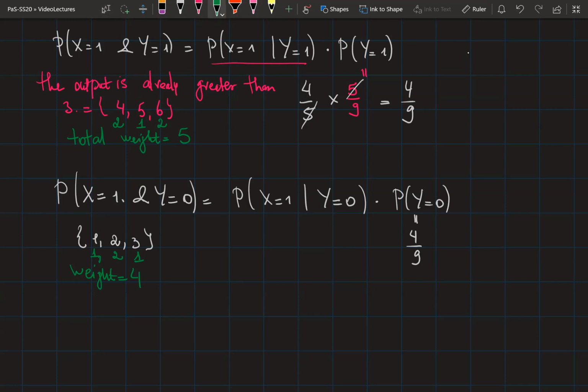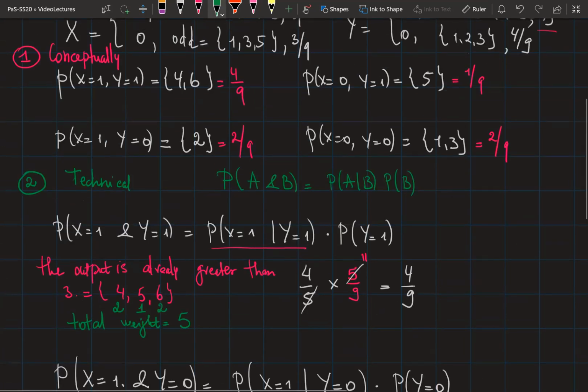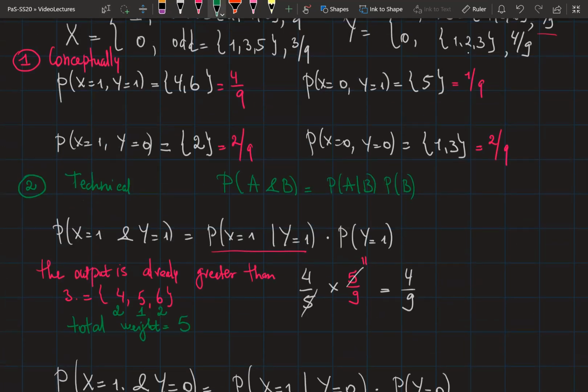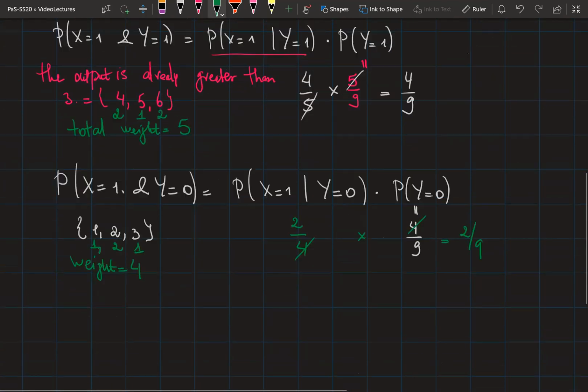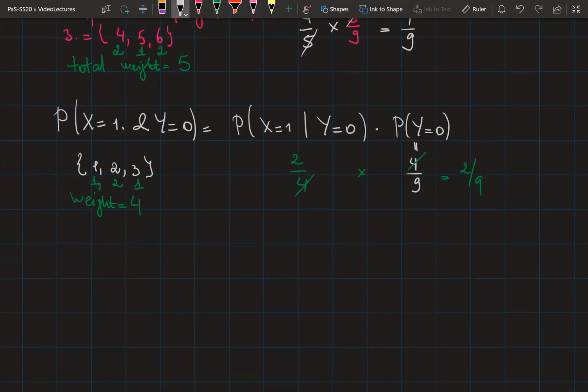So if the outputs are less than 3 already, what's the probability of getting an even number? In this case, it's going to be 2 over 4, right? So the 2 over 4, if we multiply them, we can cancel them, and it's going to be 2 over 9. And again, it's the same answer as here, right? So the probability of x is equal to 1, y is equal to 0. In the same manner, we can find the other probabilities as well.